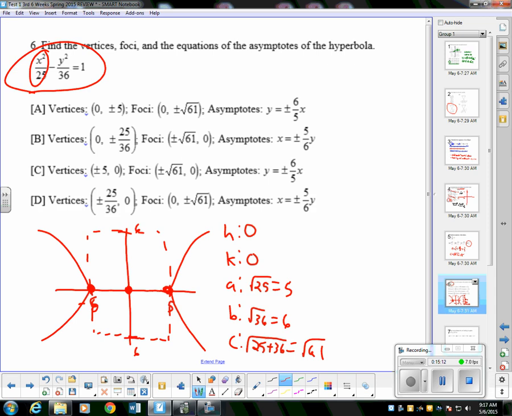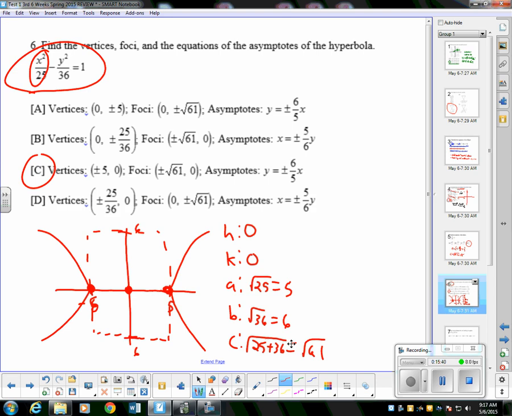So the vertices are at plus or minus 5, 0. Plus or minus 5, 0. Well, lo and behold, that automatically rules out 3 of our 4 choices right there. So if we're comfortable with what we're doing right here, C has to be the right answer. It has to be. Because my vertices are not at 0 plus or minus 5.